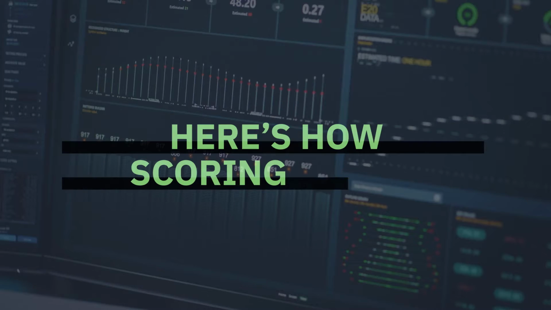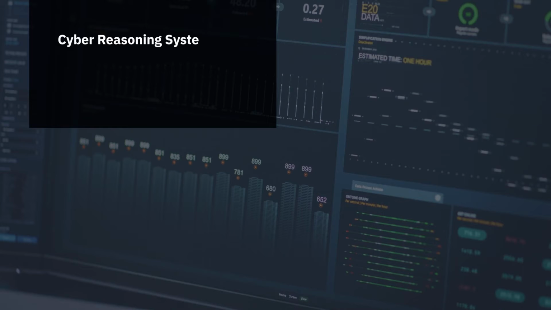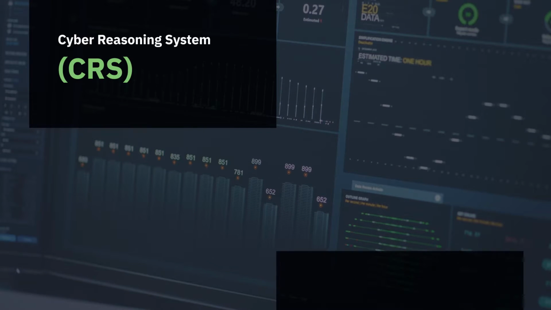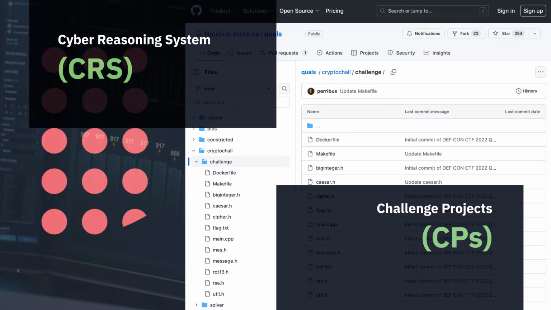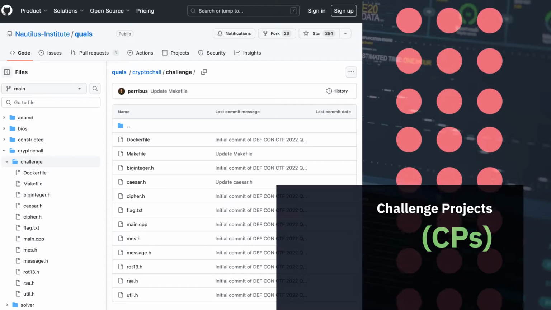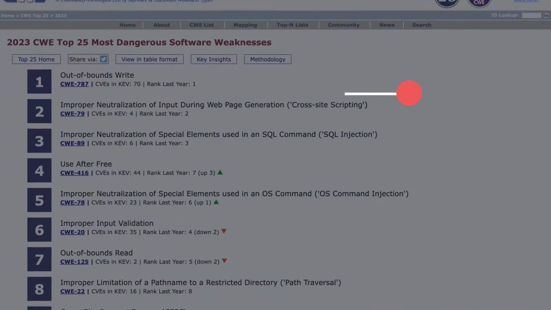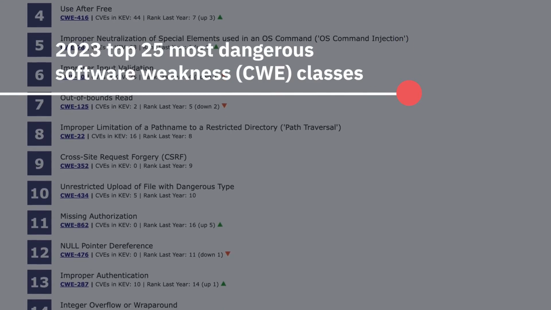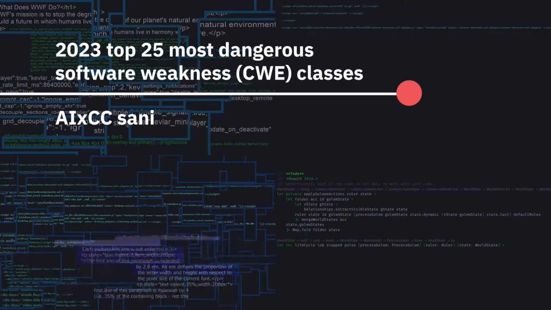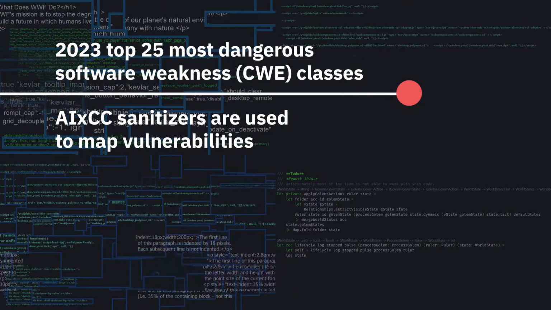Here's how scoring works for the AI Cyber Challenge Semifinals Competition. A team cyber reasoning system, CRS, is presented with a set of challenge projects, CPs, in which a team CRS must find and fix vulnerabilities. A challenge project may contain any number of vulnerabilities. Vulnerabilities are scorable if they fall under a predetermined subset of the 2023 Top 25 Most Dangerous Software Weakness classes. A suite of AI Cyber Challenge sanitizers are used to map vulnerabilities to these CWE classes.